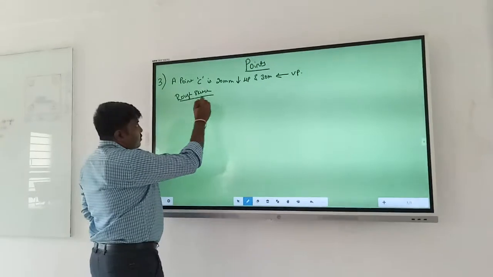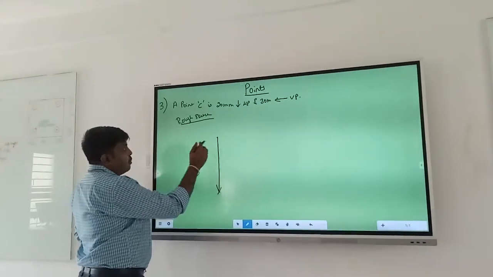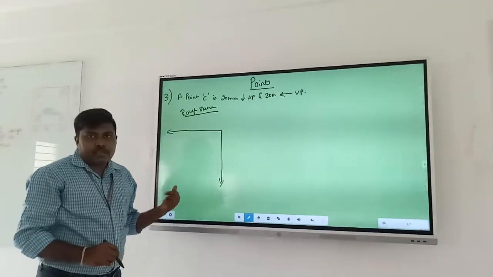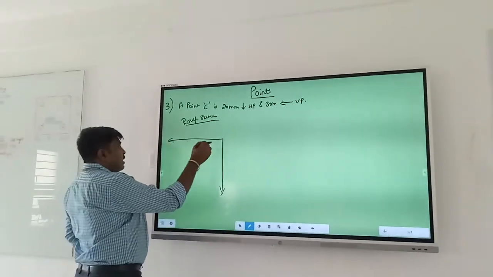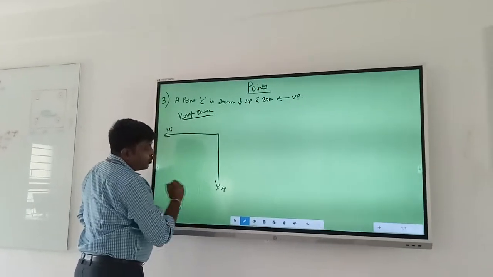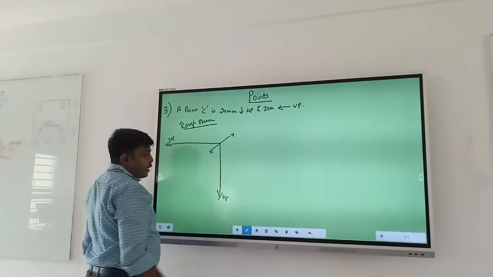So below HP, rough sketch again. Below HP means below the line, behind VP means behind the line. So this we can say it is a third quadrant problem. So this line I have drawn horizontally, so I will call this HP. This line I have drawn vertically, so I am going to call this VP. This is the origin which I call X and Y.